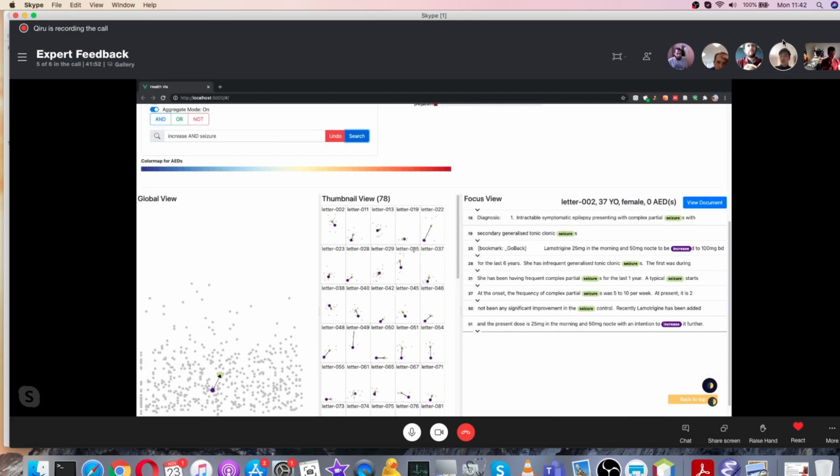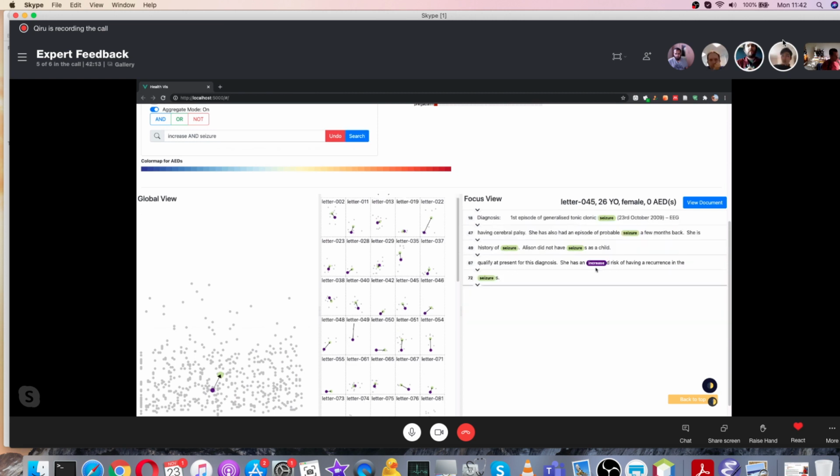Yeah, so I think most of it is about drug dosage. Yes, drug dosage. Increased risk of having a recurrence of the seizures. So this one is, this is what we are looking for, right? Yeah.